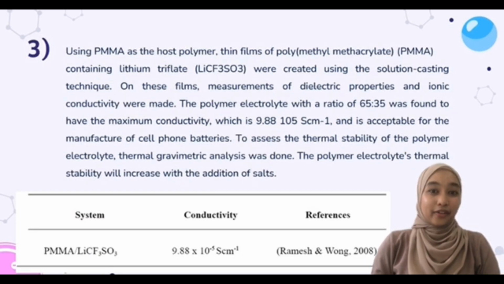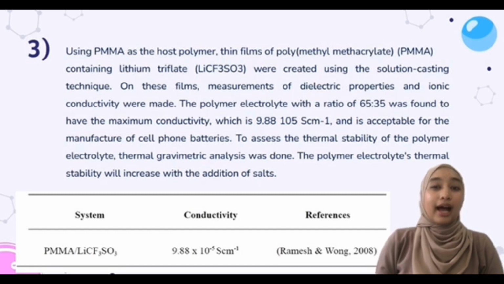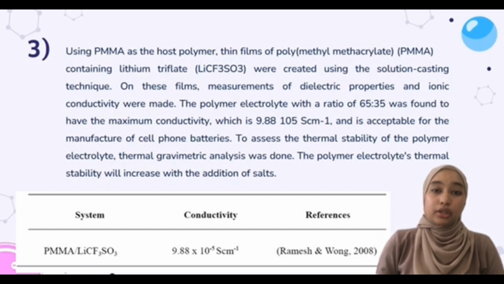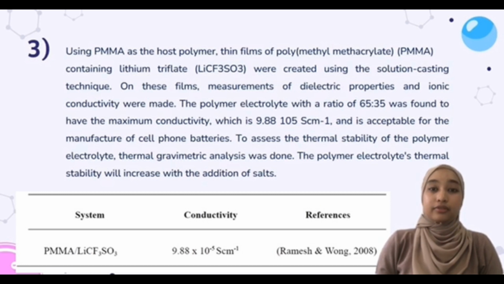Experiment number 3, conducted by Ramesh and Wong, recorded highest ionic conductivity, which is 9.88 times 10 to the power of negative 5, using 65/35 ratio of lithium triflate and PMMA as polymer host. They claim that these ionic conductivity recorded are acceptable for manufacture of phone batteries.